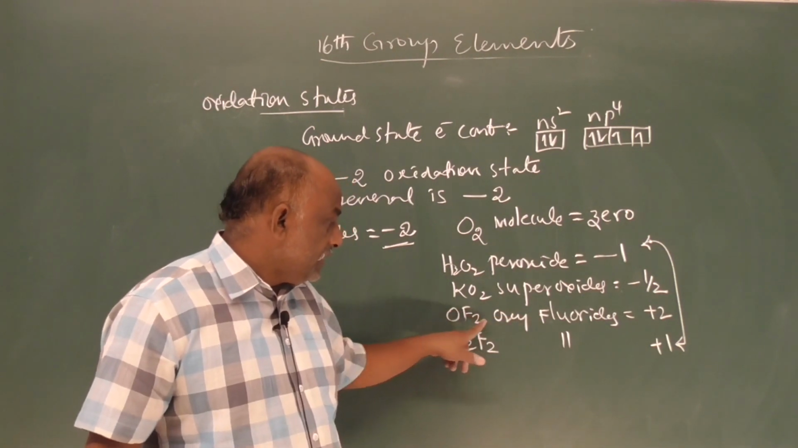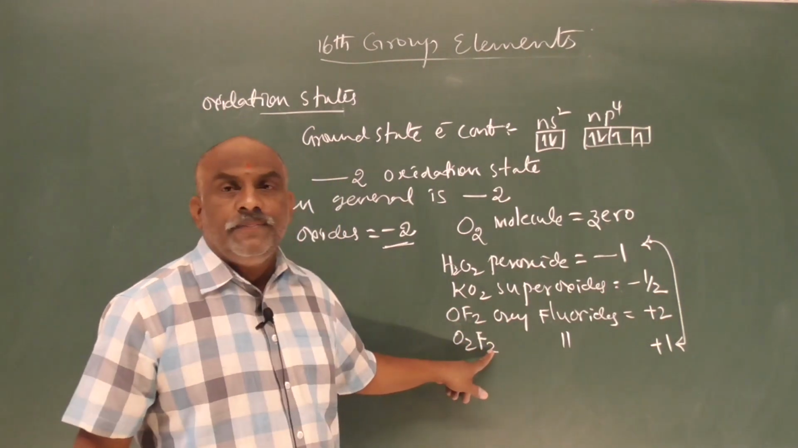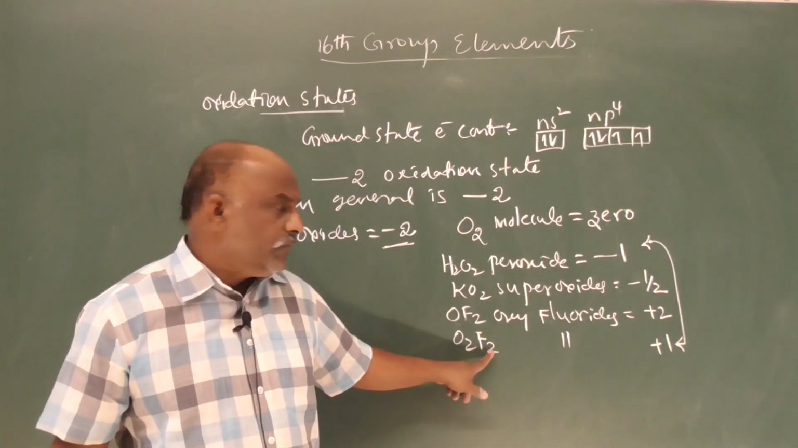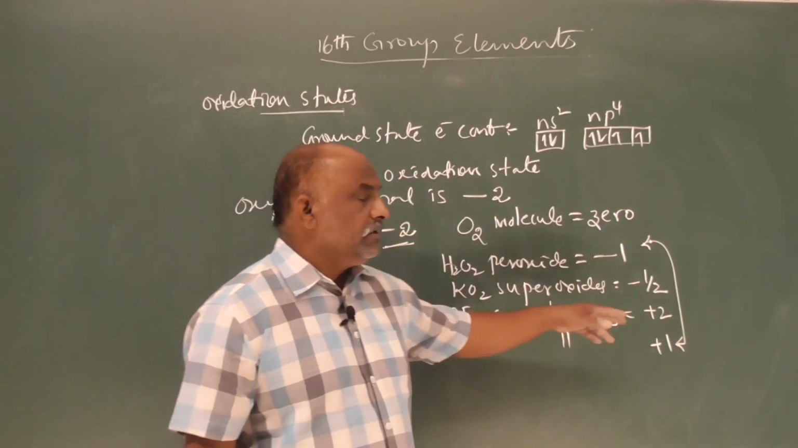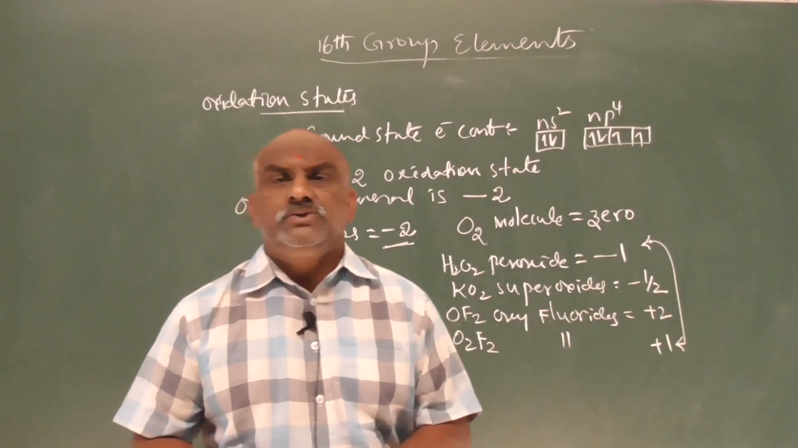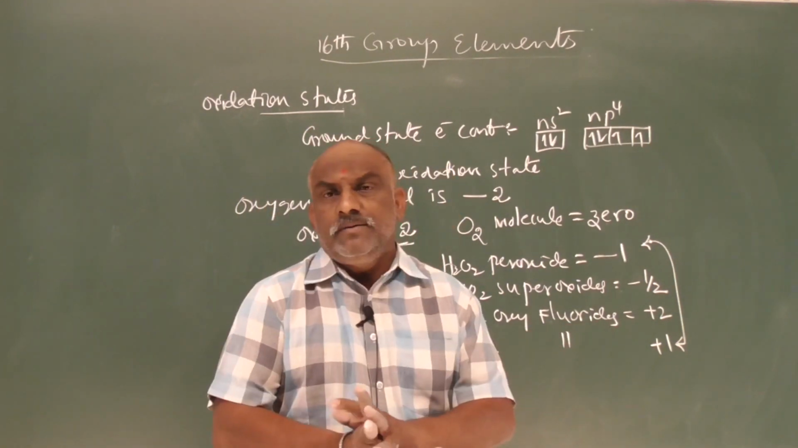Actually, it is oxygen difluoride, dioxygen difluoride. That is the name of the compound. So, these are said to be oxyfluorides. In oxyfluorides, the oxygen oxidation number is +2 and +1.